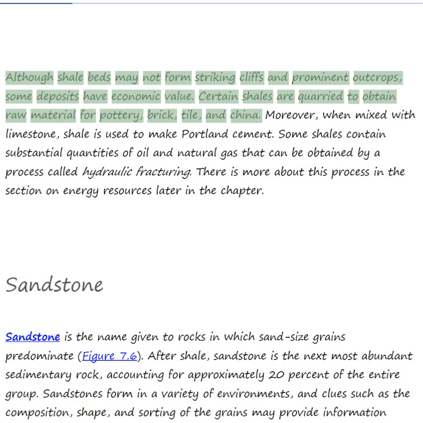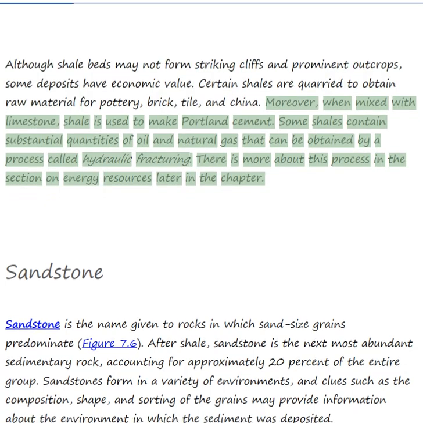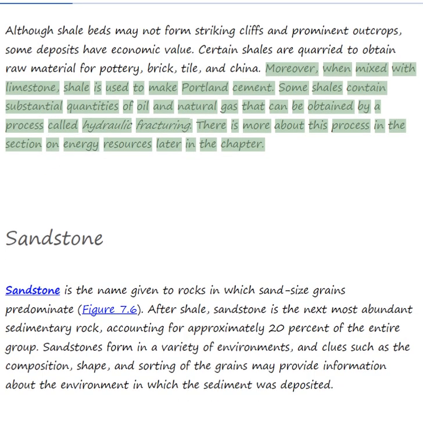Although shale beds may not form striking cliffs and prominent outcrops, some deposits have economic value. Certain shales are quarried to obtain raw material for pottery, brick, tile, and china. Moreover, when mixed with limestone, shale is used to make Portland cement. Some shales contain substantial quantities of oil and natural gas that can be obtained by a process called hydraulic fracturing. There is more about this process in the section on energy resources later in the chapter.